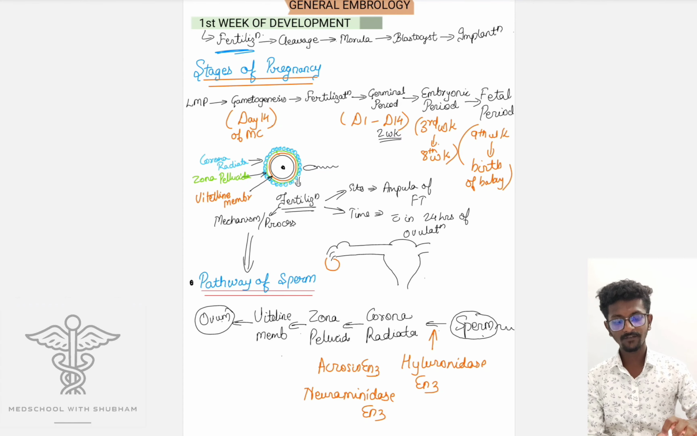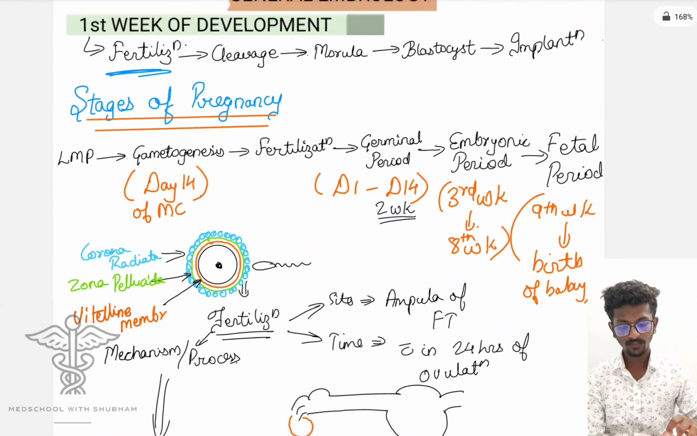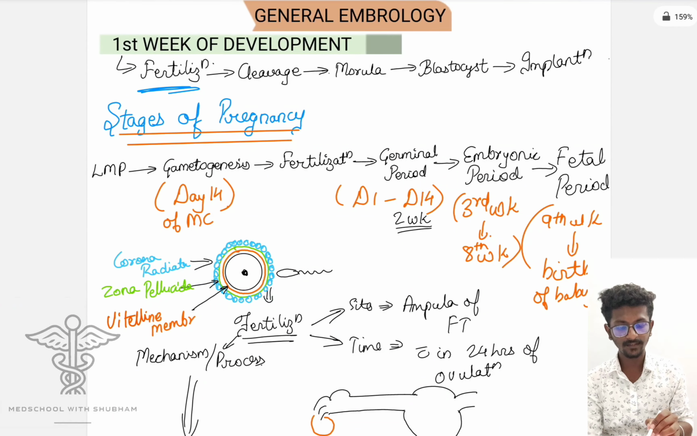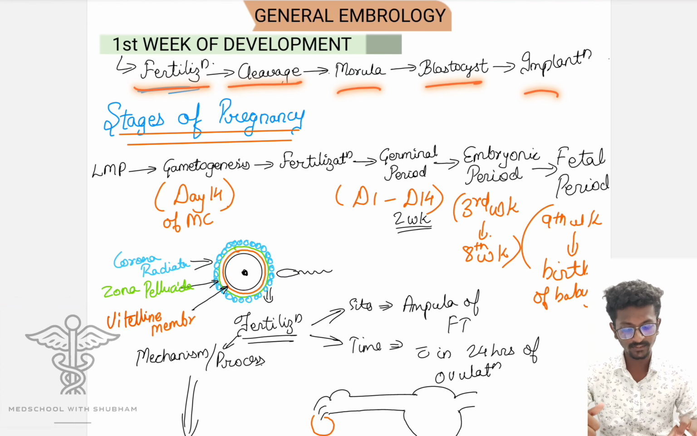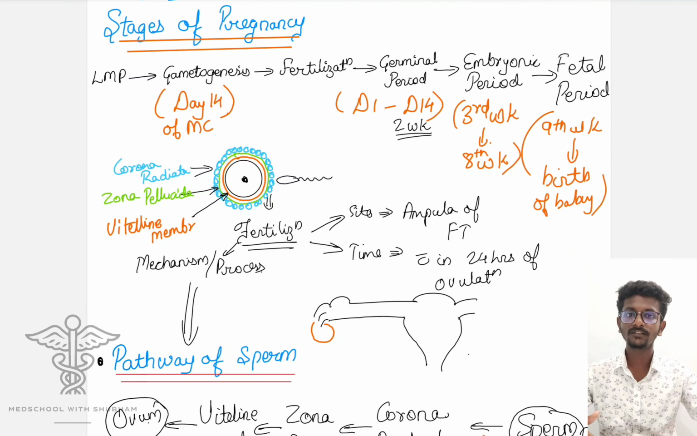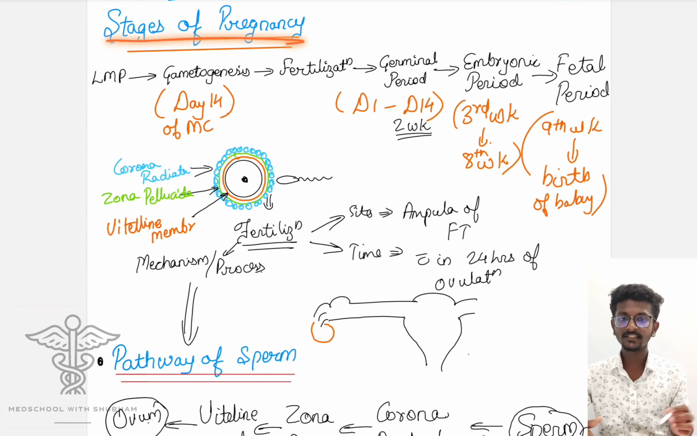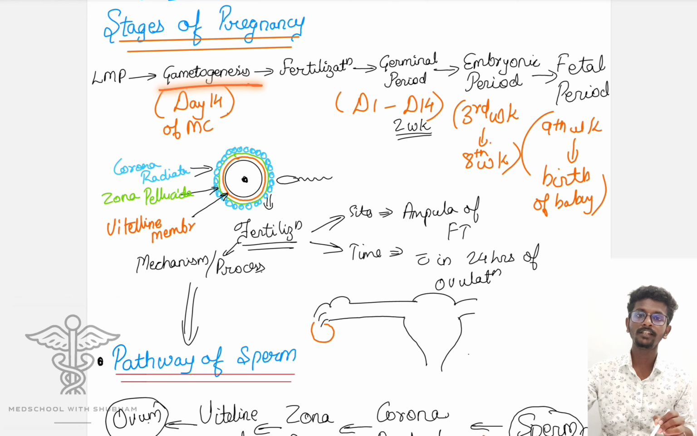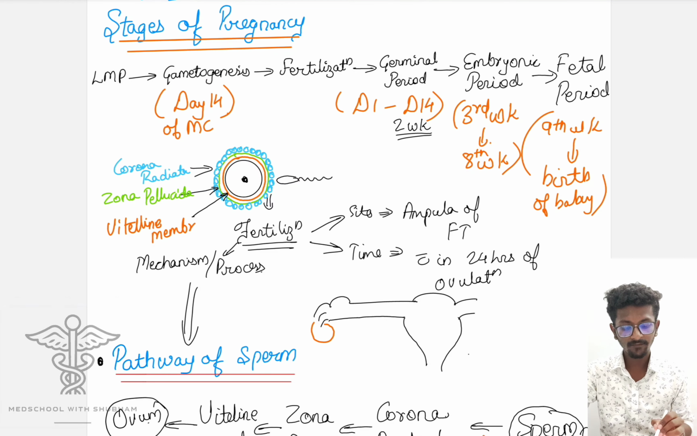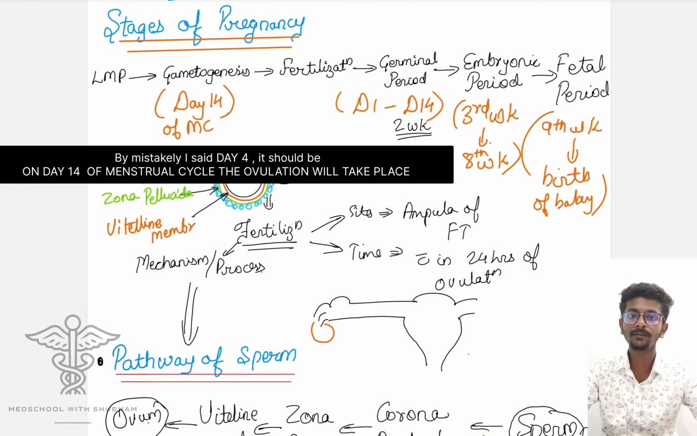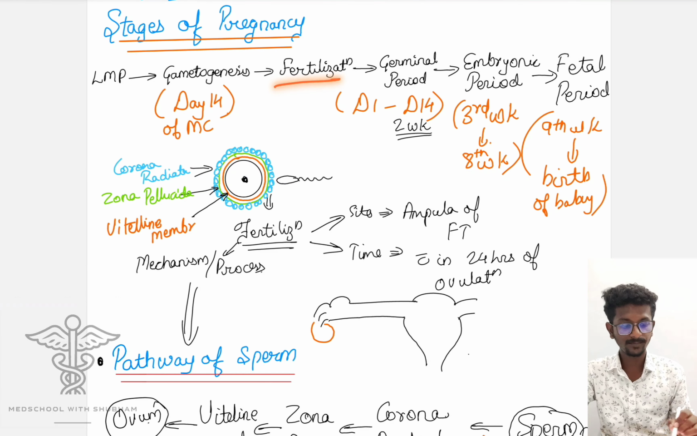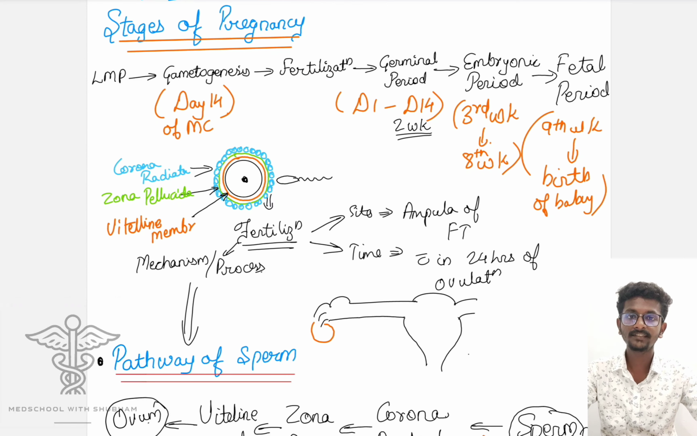So let's revise everything from the start. In the first week of development, we will be studying fertilization, cleavage, morula formation, blastocyst formation and implantation. Before starting the actual first week of development, we will learn the stages of pregnancy, starting with the last menstrual period. Then the new menstrual cycle starts, in which around day 14 ovulation will take place. If on the same day the sperm arrives, then fertilization will take place. After that, pregnancy will start.